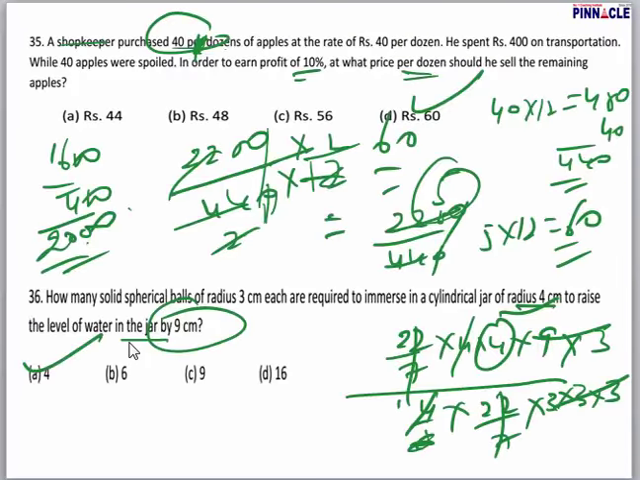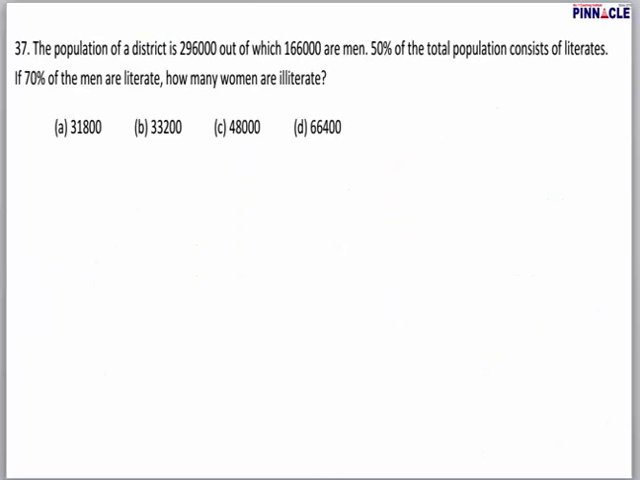Question number 37. Here in this question, the population of a district is 296,000, out of which 166,000 are men. 50% of the total population consists of literate. If 70% of the men are literate, how many women are illiterate? 50% of the total population, you divide by 2, 148,000 is the population which is literate.